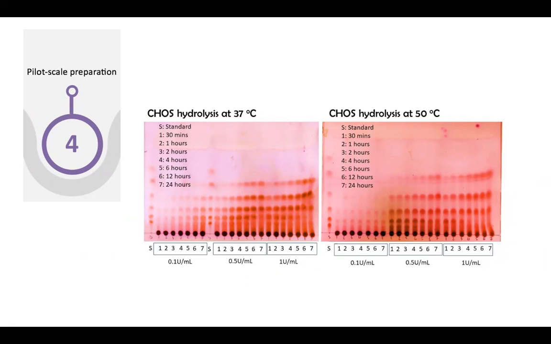And here we changed from 1 milliliter scale to 100 milliliter scale. And it should be 1,000 or even 10,000 liter scale later. So in here, on a larger scale, we can still produce the oligosaccharides, and you can vary the enzyme concentration. You can see different products.